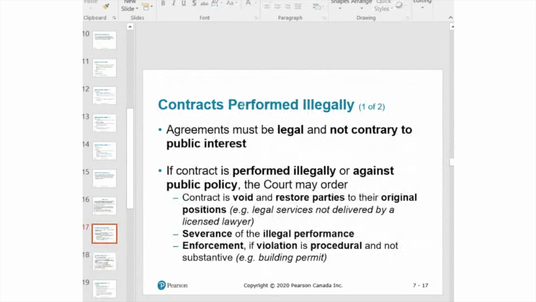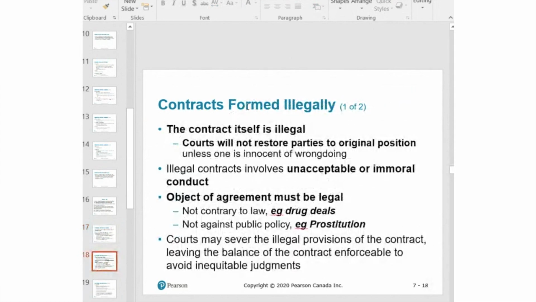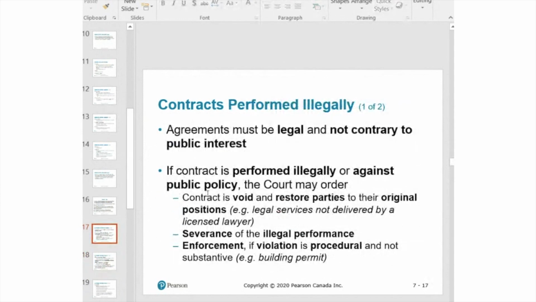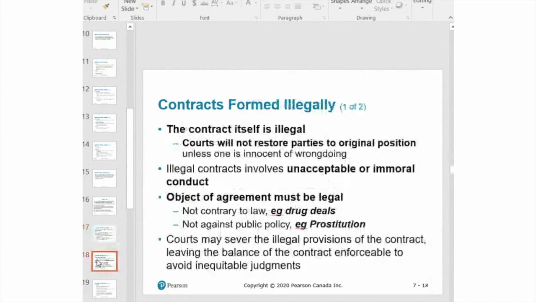Why? Because if I'm saying the contract is performed illegally, it means that the contract was first formed legally, but then while performing the obligations, this performance was illegal. Those are two different things. Let's first look at formation, when a contract is formed illegally.